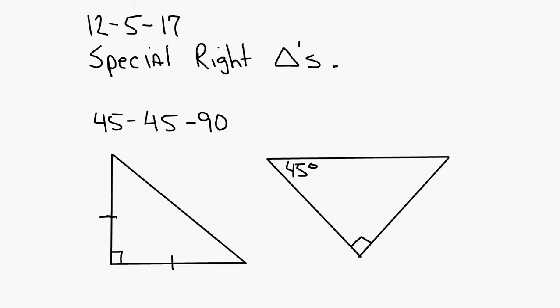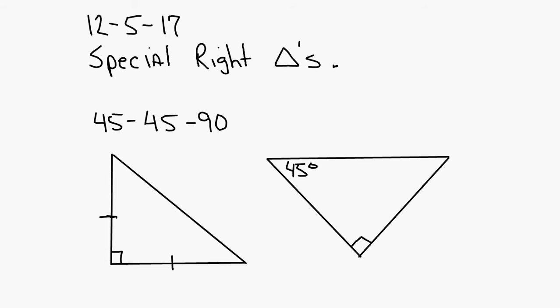That is also a 45, 45, 90, because in a right triangle, if one of the angles is 45 degrees, the other one has to be 45 degrees. If you have two angles in a right triangle that are 45 degrees, then the sides are also equal to each other.